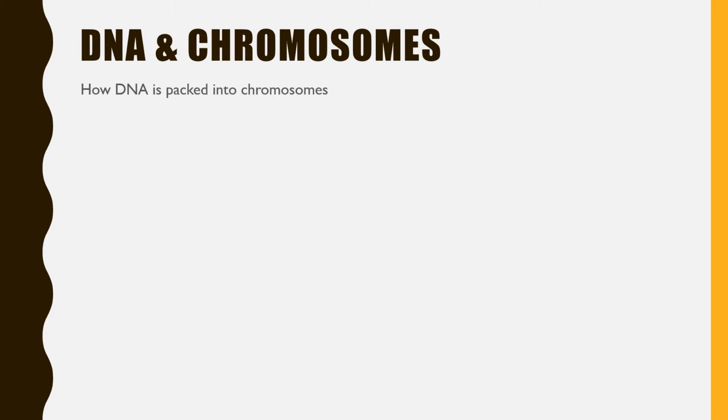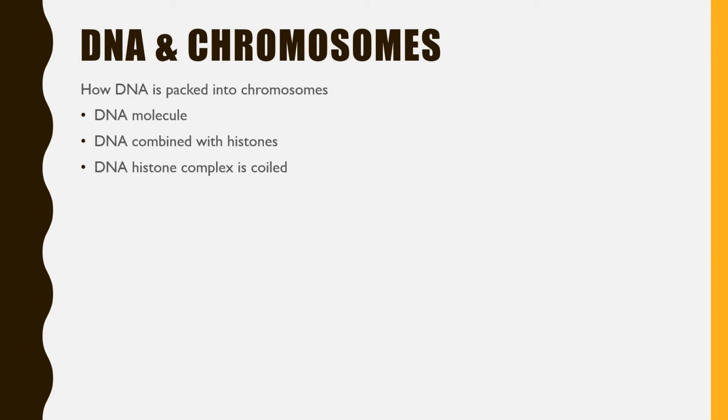DNA and chromosomes: how DNA is packed into chromosomes. You have your DNA molecule, which binds with histones. The DNA-histone complex is coiled, and the DNA-histone complex is actually called chromatin. The loops coil and pack together to form chromosomes.